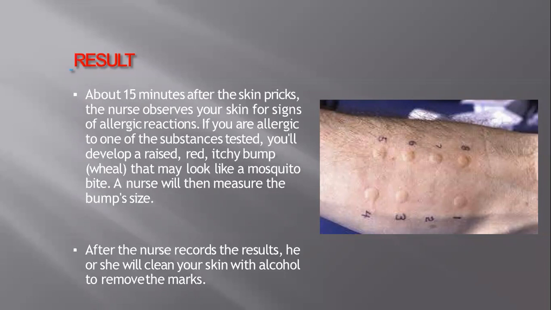If the client is particularly allergic to the substances used during the test, the client may show a red itchy bump or wheal, or we can say it looks like a mosquito bite bump. So the nurse will then measure the bump size, and decide whether the allergic reaction is negative, mild, moderate, or severe. After the nurse records the results, he or she will clean your skin with alcohol to remove the marks.